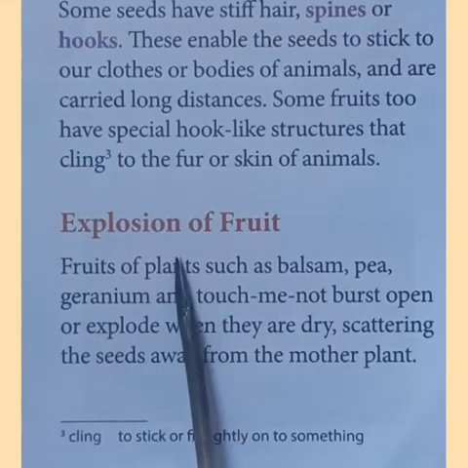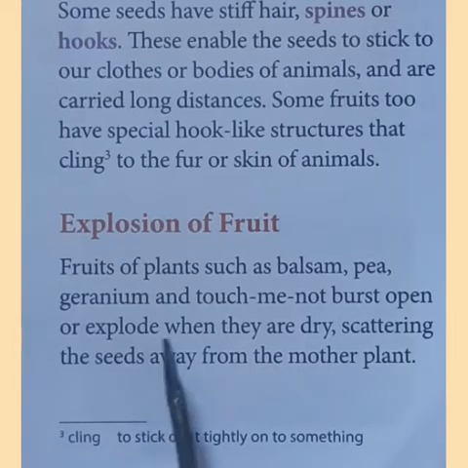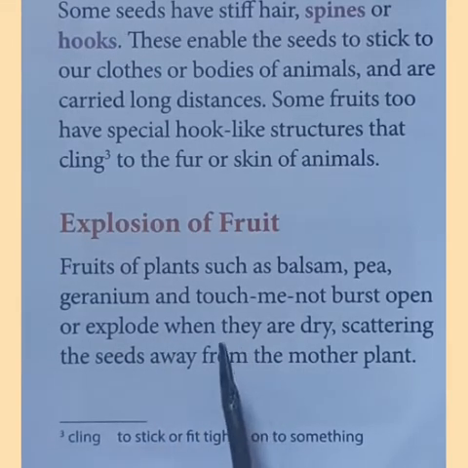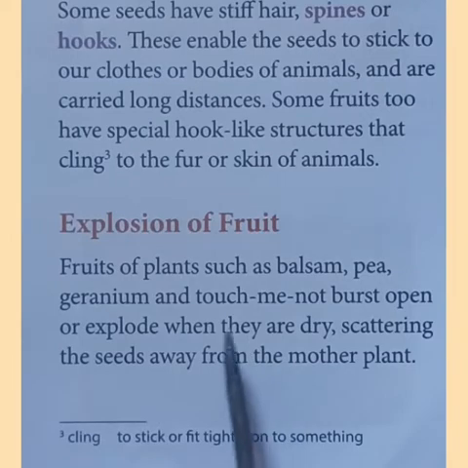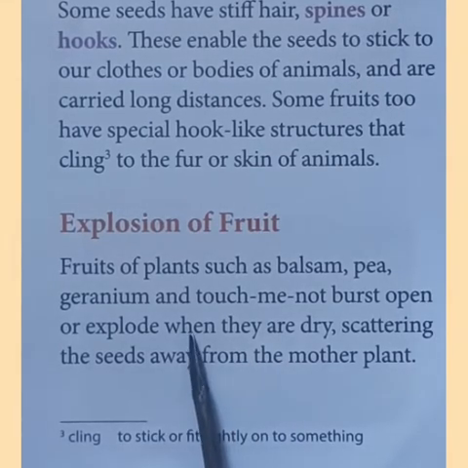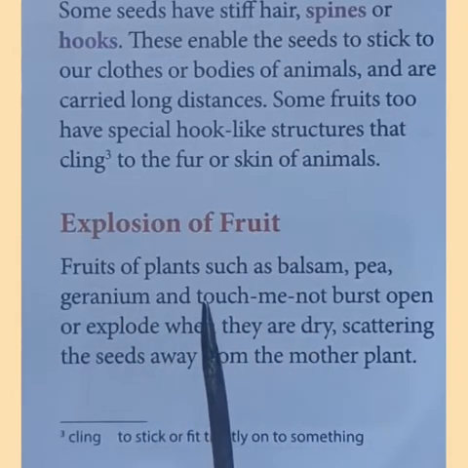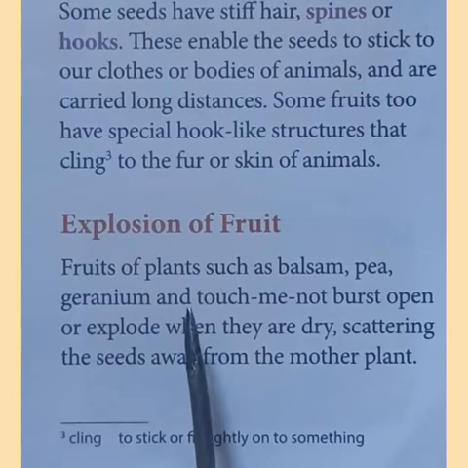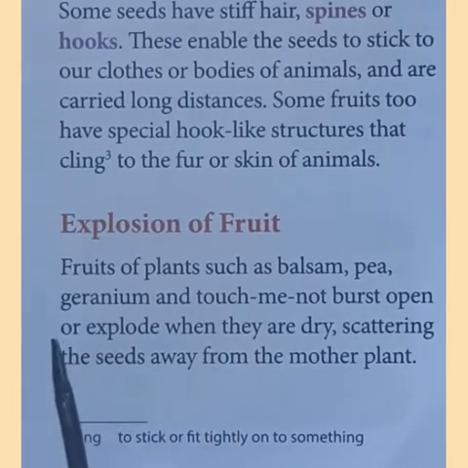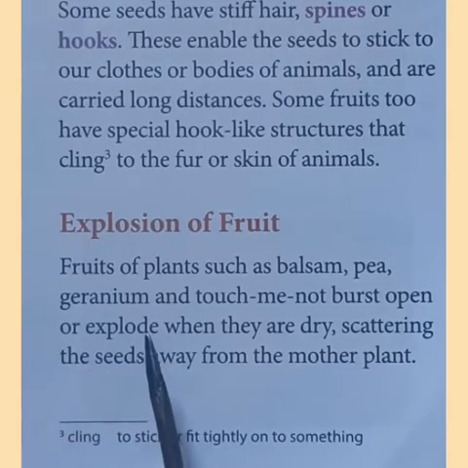So this is known as explosion. They just burst open and explode when the fruits become dry. So this is also a way of scattering of the seeds by the plant itself. Now we have studied about dispersal of seeds, where we have studied about wind, water, animal dispersal and explosion of fruits also. Wind, water and animals are the agents which will help the seeds to get dispersed to faraway places.